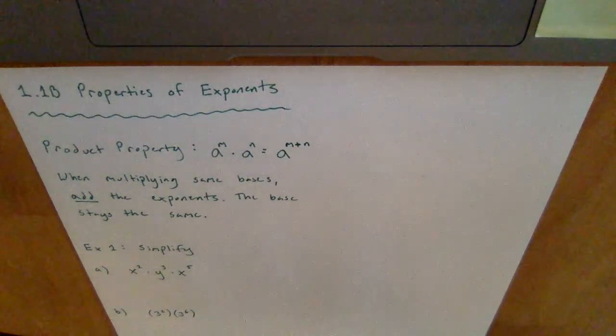Alright, we're going to get back into some more properties of exponents. This is 1.1b, the second lesson of this week. And we're going to look at the product property to start here.